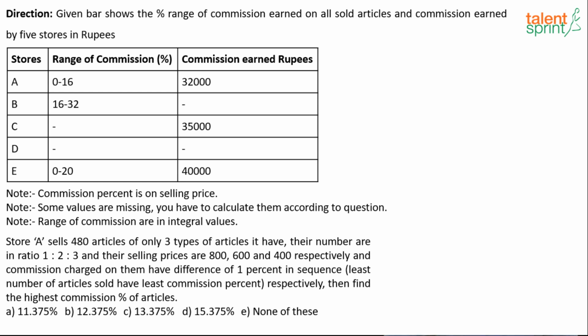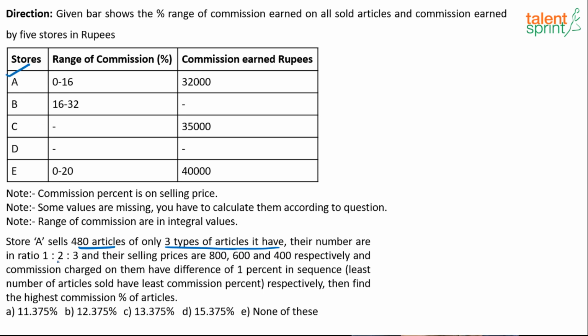All right, time is up. Let's solve this question now. Here we go. So we have already understood the data: 5 stores, A, B, C, D, E, the range in which they earn commission on different products that they sell, and the total commission earned in rupees here. Now, what does it say? Store A sells 480 articles of only 3 types of articles it has, right? It has got only 3 types of articles. The store A here has got 3 types of articles, and it has sold a total of 480 articles.